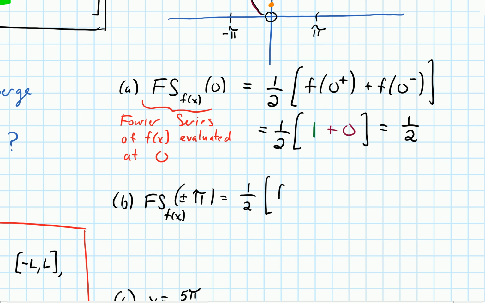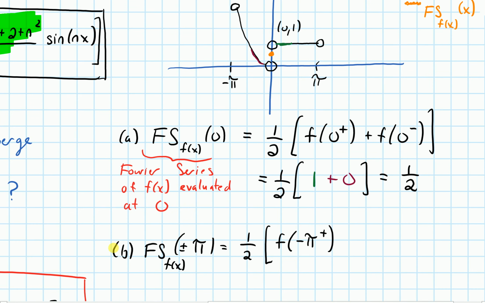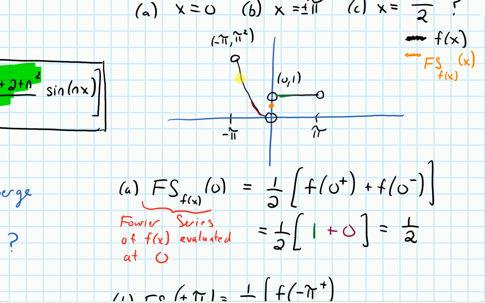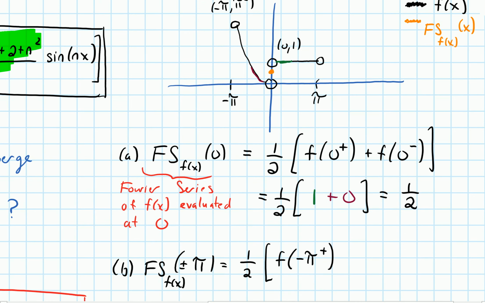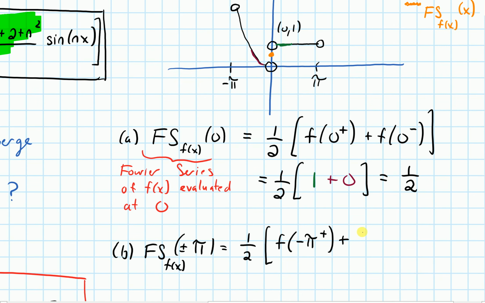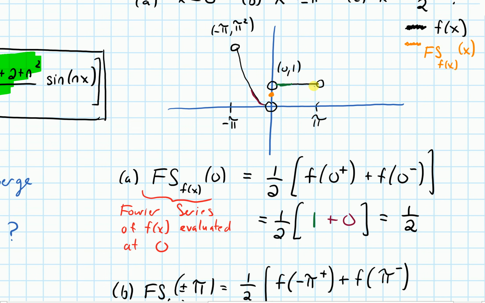times f of the left endpoint, negative pi, but we take its limit from the right-hand side. One of the reasons why we do it from the right-hand side is we only have the right-hand side of the function here. We don't know what's happening to the left of negative pi. Then we add that to what is happening at pi, the other endpoint, but from the left-hand side. We do it from the left-hand side because at pi we know what's happening from the left, but there's nothing there to the right.